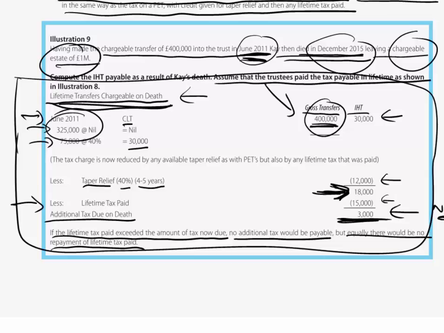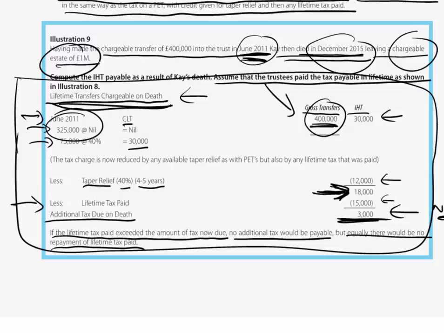Lifetime transfers chargeable when made, dealing only with CLTs. Lifetime transfers chargeable on death, dealing with both PETs and CLTs that were made within the 7 years before the date of death. They now become chargeable on death. And the third one, the chargeable estate at death. Again, that listing exercise of the assets held, less any debts and liabilities due at the date of death there, and of course less any reasonable funeral expenses.